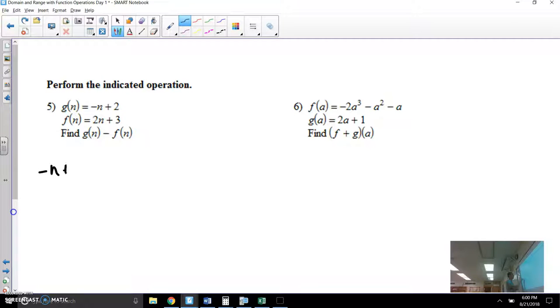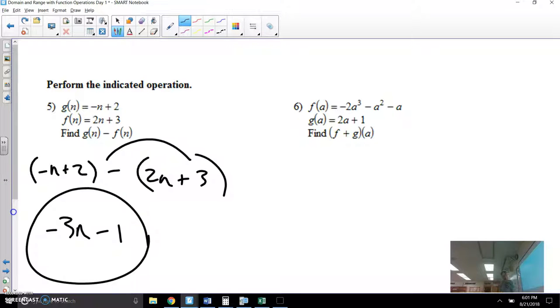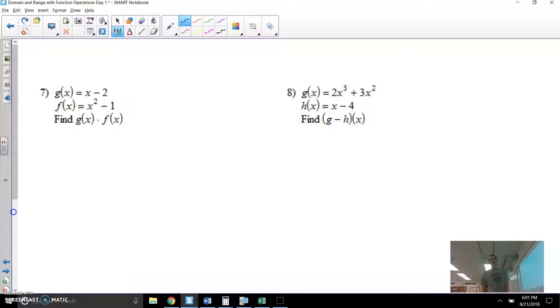So let's start with what g of n is. We are subtracting what f of n is. -n minus 2n, -3n, 2 minus 3. I am making sure I subtract that to get -1. So you try 6, give that a shot, make sure you just add those like terms together.